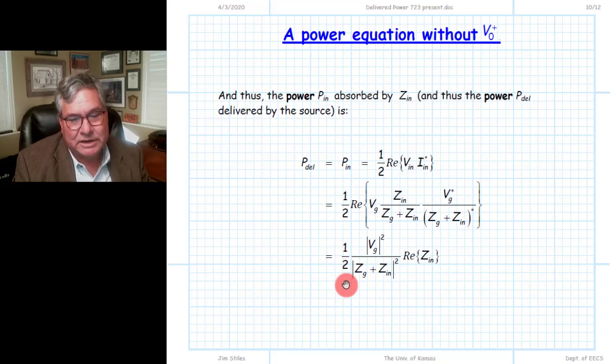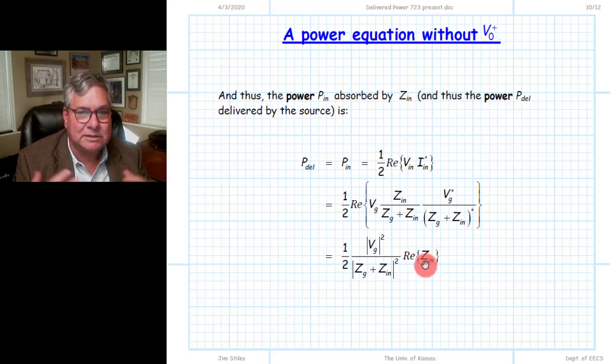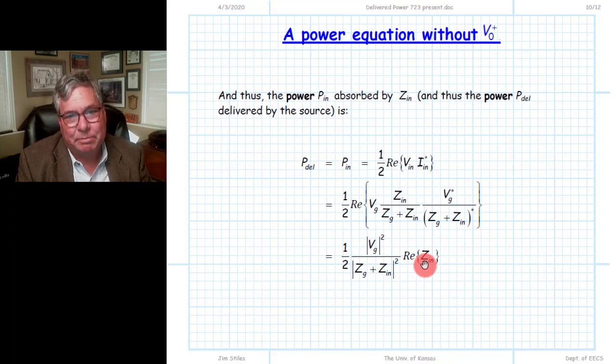And the important thing to note here is we don't have any V0 pluses or V0 minuses. We don't have any gamma G's or gamma L's. The answer that we got is fairly compact. And really all the heavy lifting mathematically came into bear when we determined the input impedance, when we replaced that structure to the right of that plane with its equivalent circuit, with its input impedance.